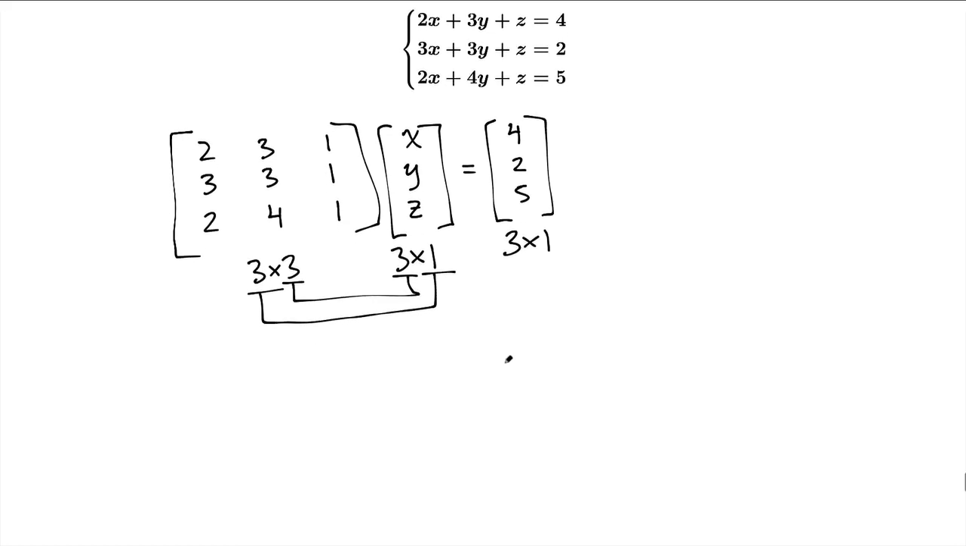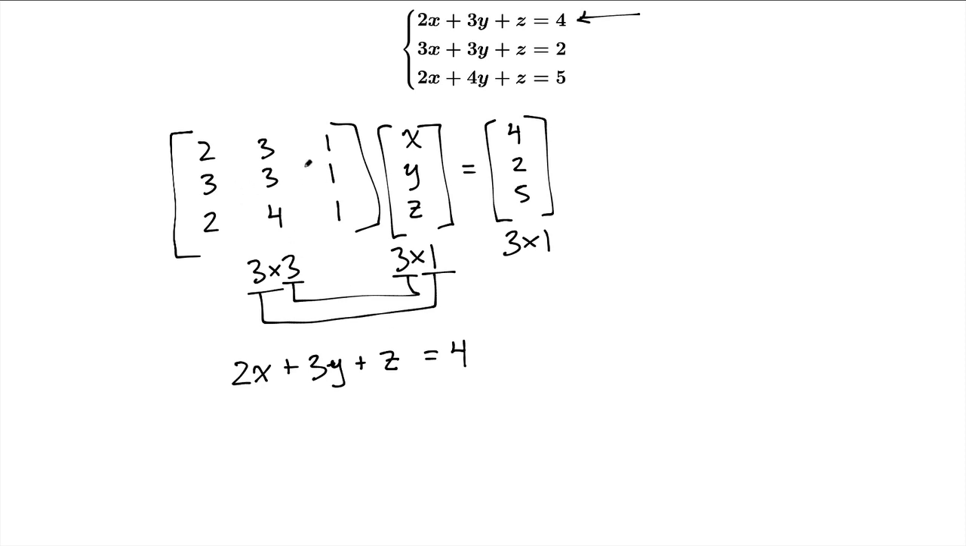Then we can actually go through and look at the multiplication. If I take my first row and multiply by the column here, I get 2 times x and 3 times y and 1 times z. And then I add those together. And what does that equal? The first entry of this, which is 4. Note that that is just this first equation.